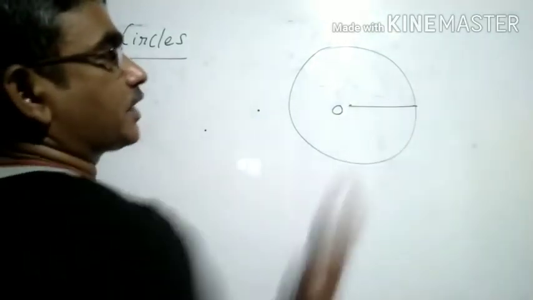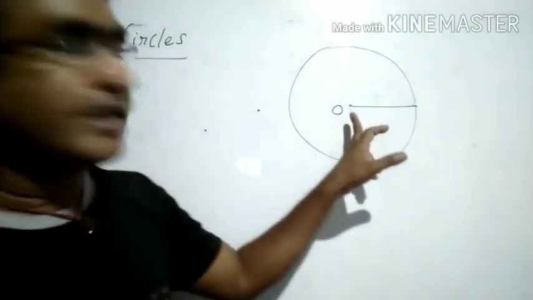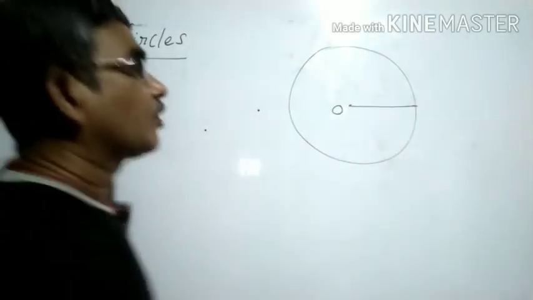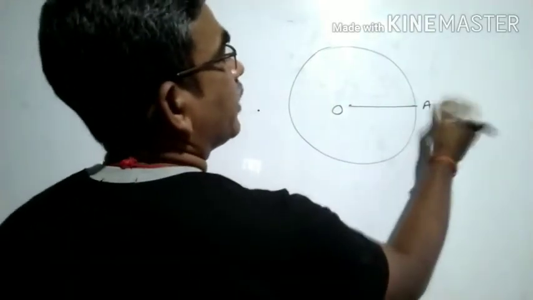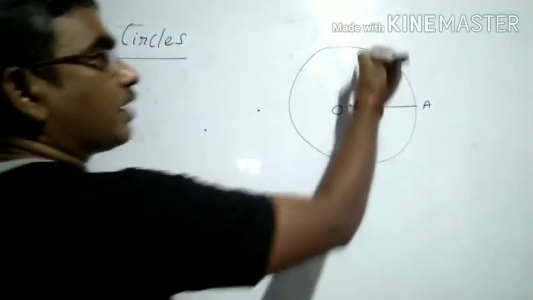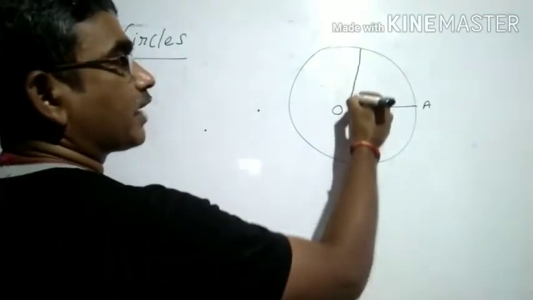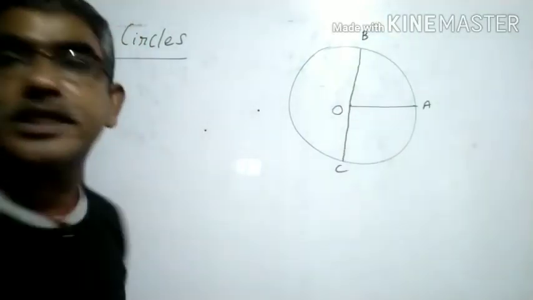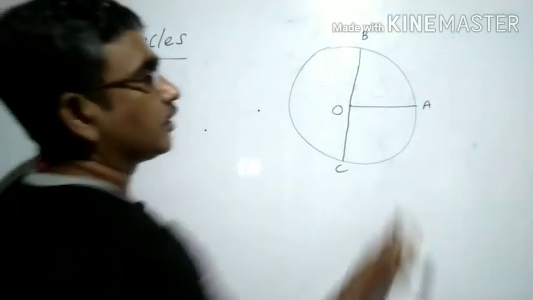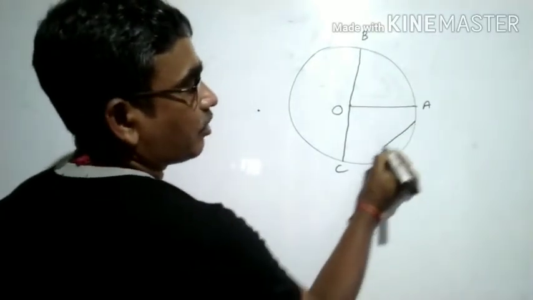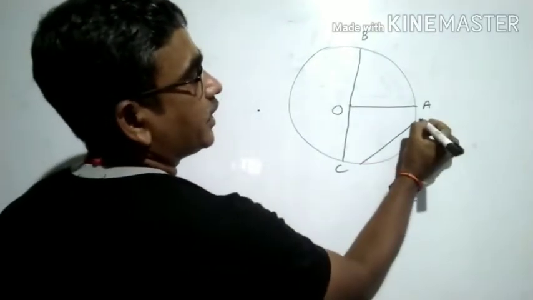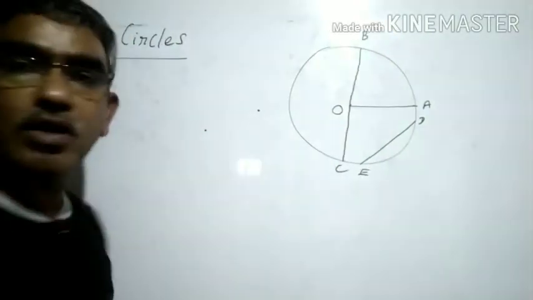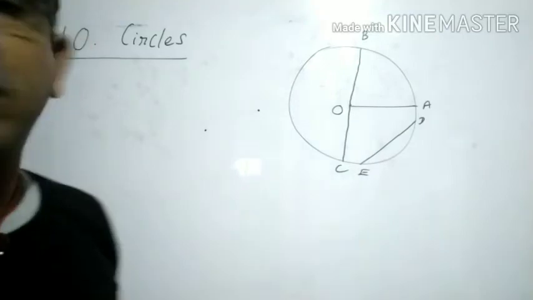This distance will be called a radius. A radius is a line segment joining the center to any point on the circle. We can call OA a radius. A line which is passing through the center is called a diameter. So BC is a line segment going through the center, called a diameter. A line segment whose end points are on the circle is a chord. So DE is a chord. BC is also a chord, the longest chord.